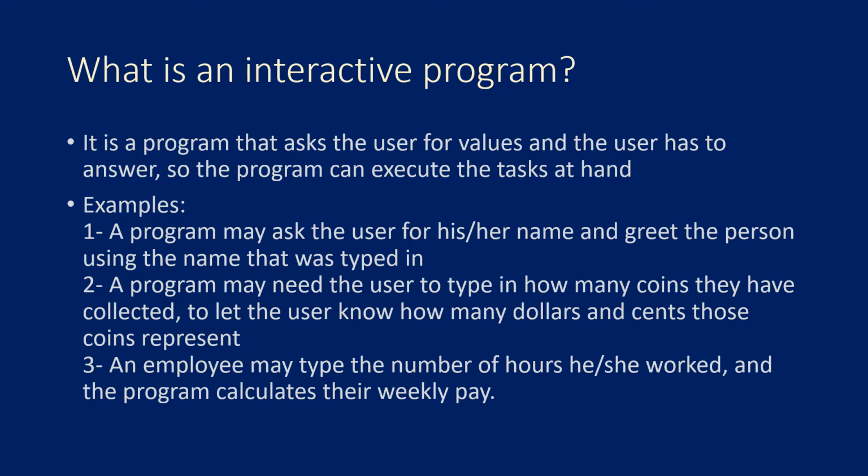Another example in this slide would be an employee may type how many hours the person has worked for the week, and then the program will calculate their weekly pay using that value. So these are some examples in which a program may need information from the user to run and give results to the user.